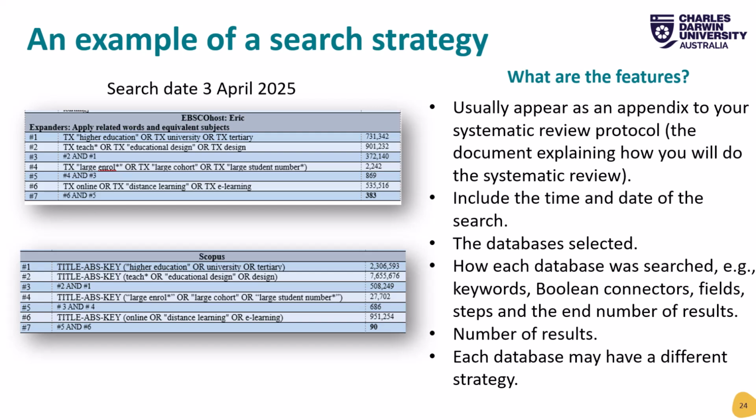So when you searched, it usually includes the date that you searched, the databases you selected, and how each of the databases were searched. For example, what keywords do you use, Boolean connectors, fields, the steps you took in the search, and the end number of results. Each database may have a different strategy, so you need to document that in your protocol, explaining which database you searched, when, how you did it, and how many results you got.